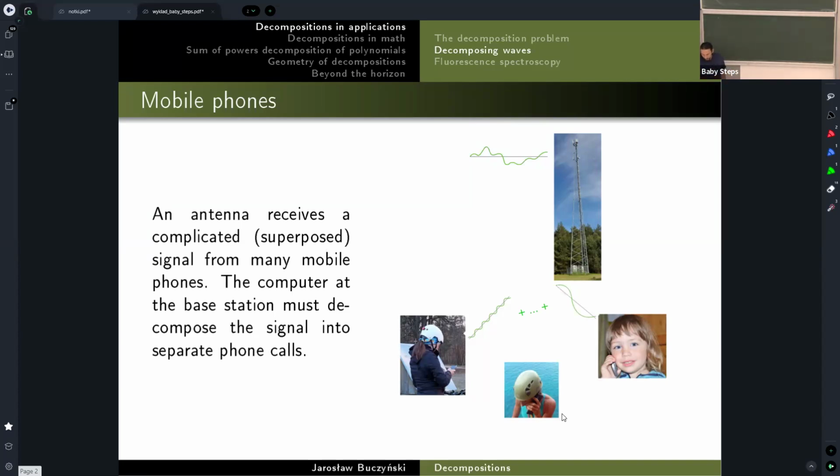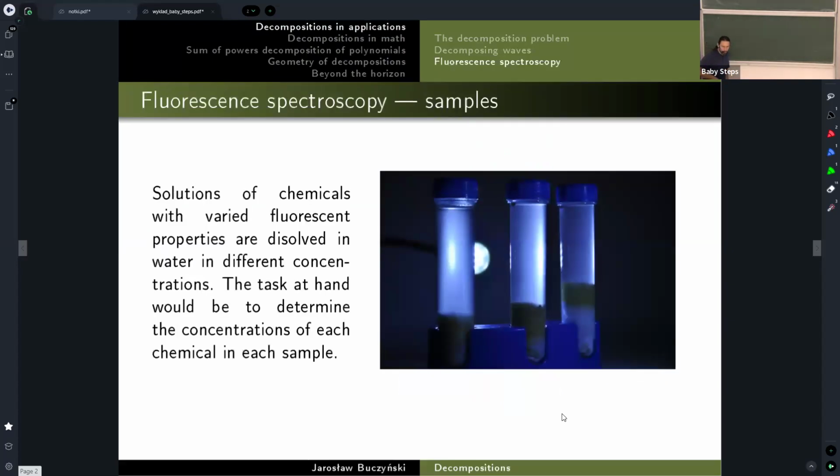Another example where this appears is in chemistry. If you are given samples of some substances, typically it will be water with something, like water with some minerals, water with some pollution, or water with some other stuff. And there are many samples, and each of them contains a different proportion of some unknown chemicals. Then you want to determine what the concentrations of each chemical in these samples are.